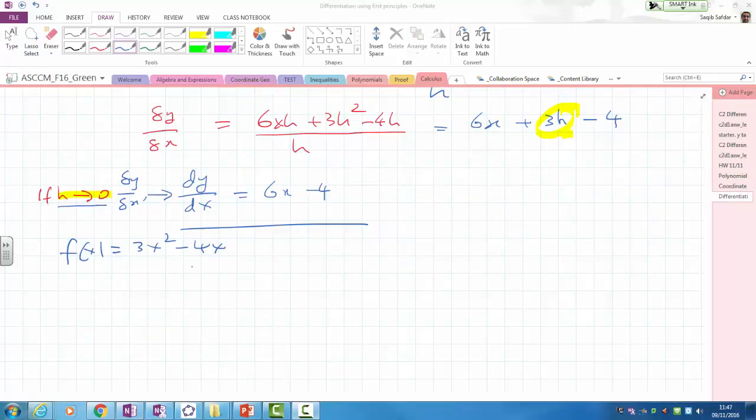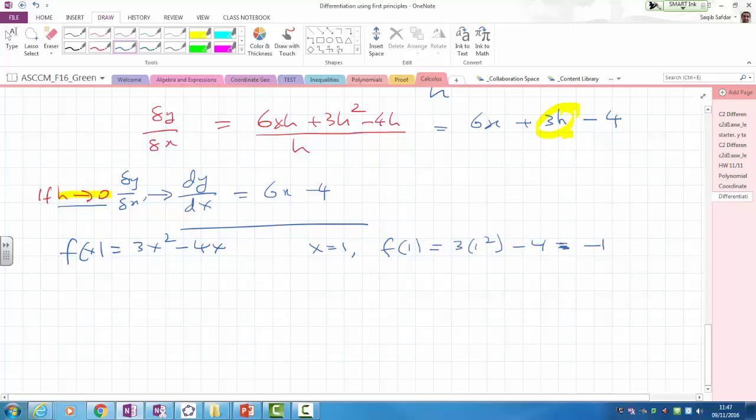Just to double check and make sure everyone's happy, when I say x equals 1, what does y equal? How do you work out what y equals at this point? You substitute 1 in, okay? So I'll do 3 times 1 squared, take away 4, which is minus 1. So all I'm doing is substituting the 1 in.